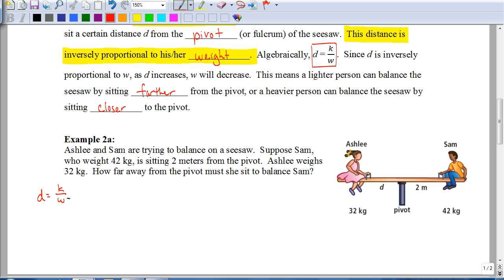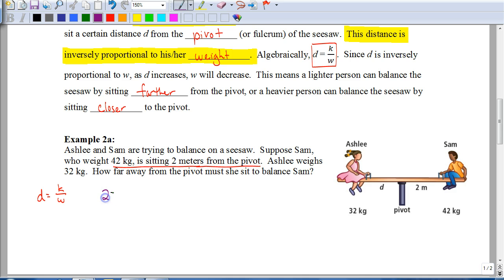Think back. What was the second step? What was the next thing we had to do? We had to find out what k was. Well, in order to find out what k is, I need to know a distance and a weight. Well, they give that to us here. It says, suppose Sam, who weighs 42 kilograms, is sitting 2 meters from the pivot. There's our distance, and here's our weight.